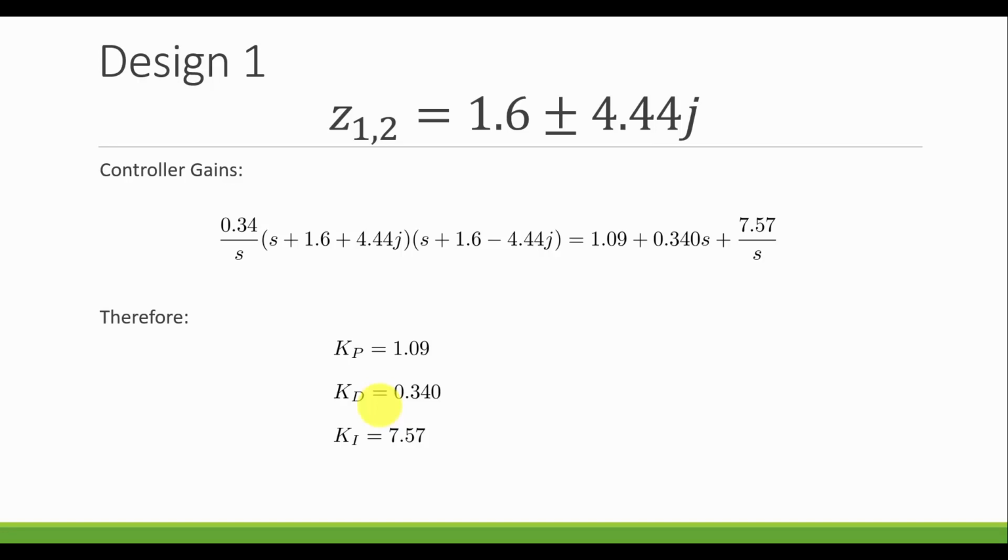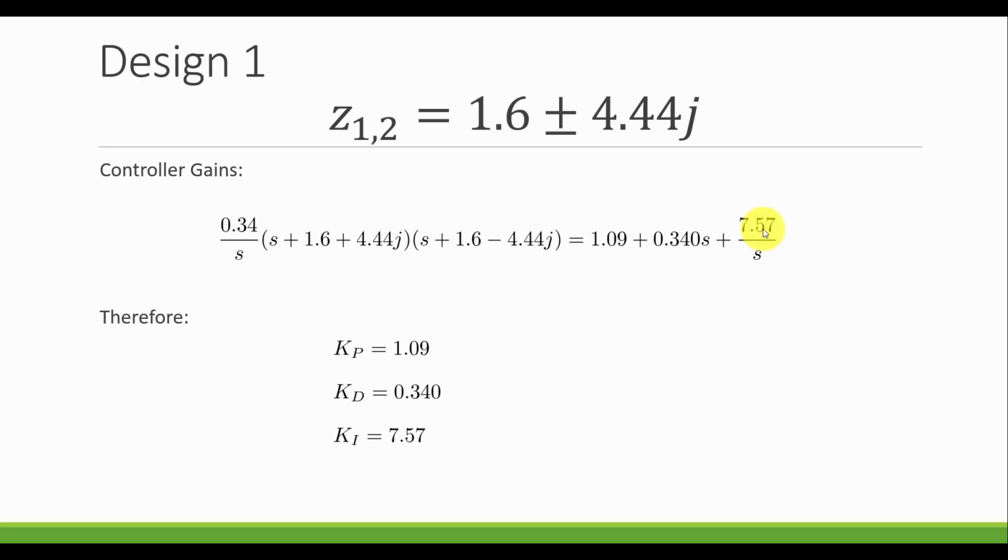controller in my next step, I'm going to take this general form on the left-hand side, and I'm going to expand it out. Because it's a PID controller, I'm going to get a constant term, a term times s, and a term over s. So when I do that distribution, I find that I have 1.09 plus 0.34s plus 7.57 over s. What these three coefficients tell me are what the three gains should be for my implementation of the controller in the next step when I head into Simulink.